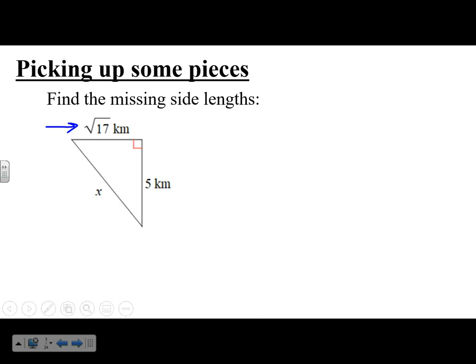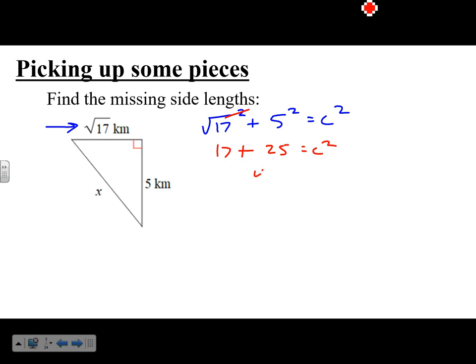So when we do the Pythagorean theorem with this, we have a squared plus b squared is equal to c squared. The square root of 17 squared, remember we just said those cancel, so this one's just 17. 5 squared is 25. Add those together, we have 17 plus 25 is 42. I guess I put c squared, I could have put x, doesn't make any difference. And the last step, you take the square root of 42, which ends up giving you 6.48.